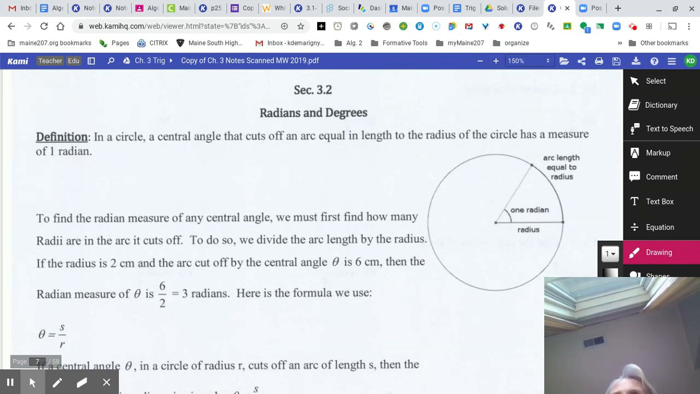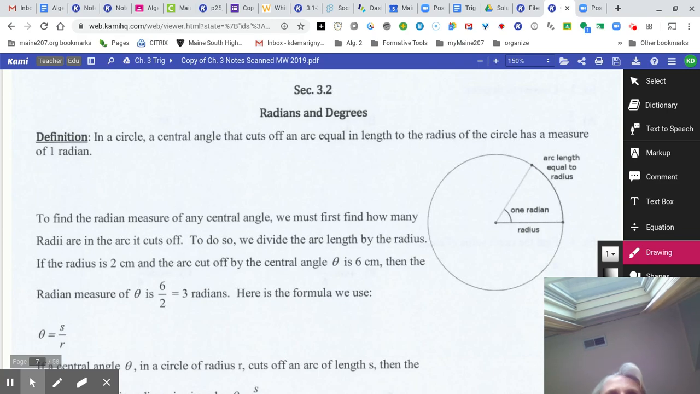We've covered 3.1 for 2 days, and now we're going to look at 3.2, where we'll go back and review a little bit of the radian measures, the definition of radian measures, practice some conversions, and then practice with some equations of radians only. So here we go.